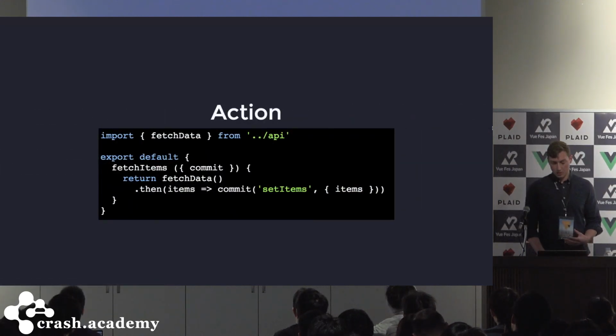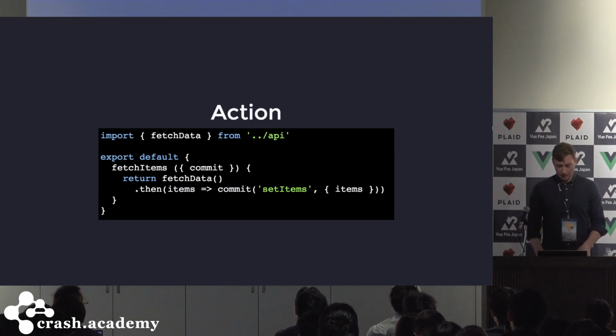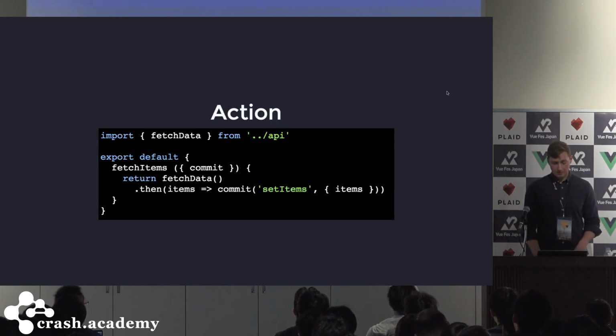So the final parts of the store that you would test individually are actions. Actions are normally a little bit more complicated to write unit tests for because they're often asynchronous, and the reason that they're asynchronous is usually because they're making an HTTP request or something like that. So in our action we're calling a fetch data method which makes an HTTP request, and then with the data returned from the fetch data method we commit a set items mutation.